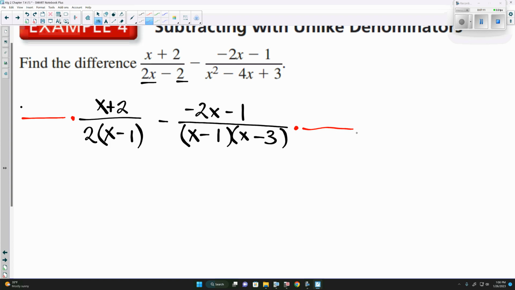Now we need to get the denominators the same by multiplying each fraction by something on top and bottom. So our 2 times x minus 1, what is it missing? The x minus 3, because the other one has x minus 1, x minus 3. Well, it already has the x minus 1. It just needs the x minus 3 to make the denominators the same. What is the one on the right missing? The 2, because they both already have x minus 1. The one on the left now has the 2, x minus 1 and x minus 3. The one on the right is just missing the 2.